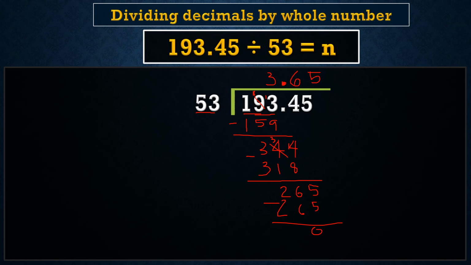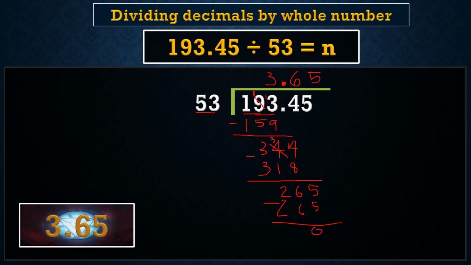So in this example, we divide a decimal by a whole number. Wala tayong ginawa. There's no movement of the decimal point to the right since whole number naman yung divisor natin. So pag wala kang ginawa sa divisor, wala ka rin gagawin sa dividend mo. Then proceed to the steps in dividing whole numbers. So you have the answer 3.65.